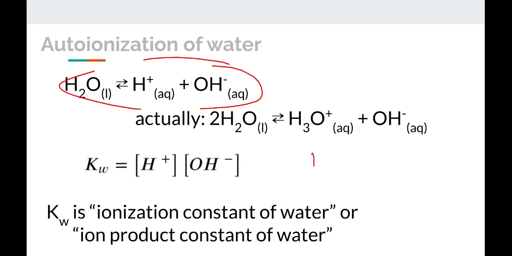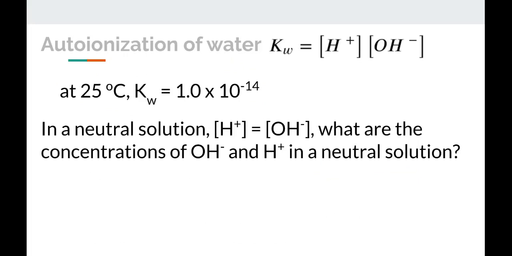It just means that Kw could also be thought of as hydronium ion concentration times OH minus concentration. So at 25 degrees C, Kw is 1 times 10 to the minus 14th. That's the value of Kw. Now this changes with temperature. We know that equilibrium constants can change with temperature, but at 25 degrees C, which is pretty much room temperature, it's a very common temperature, this is the value of Kw.